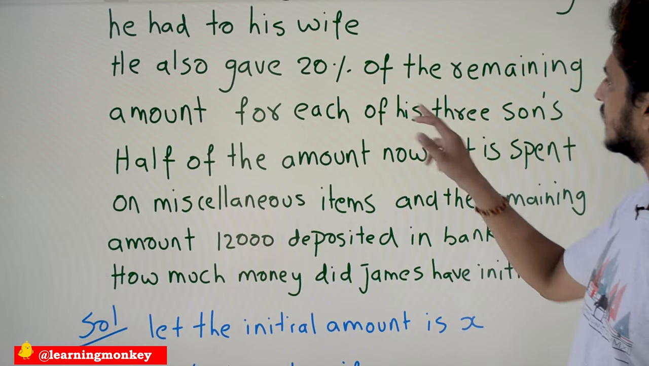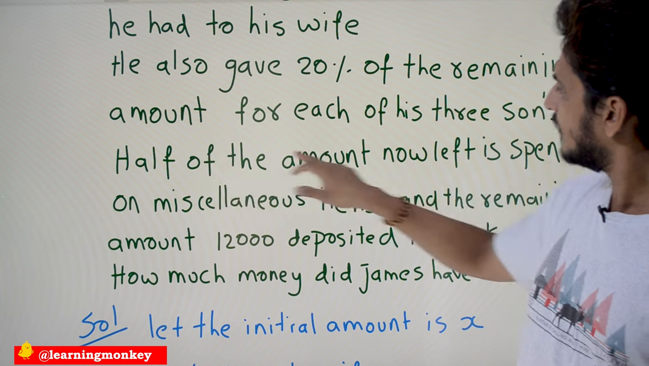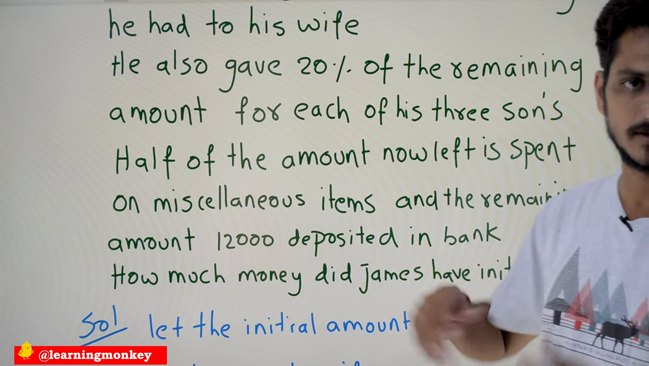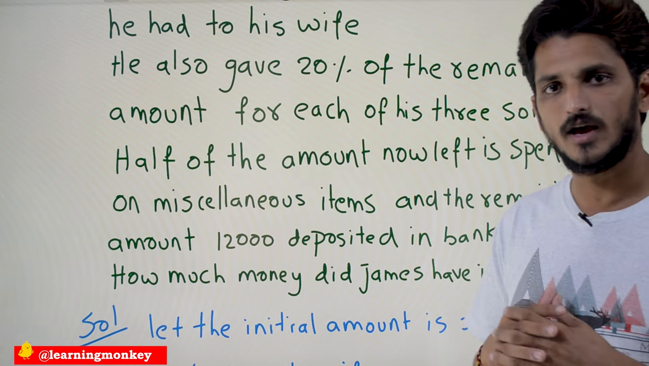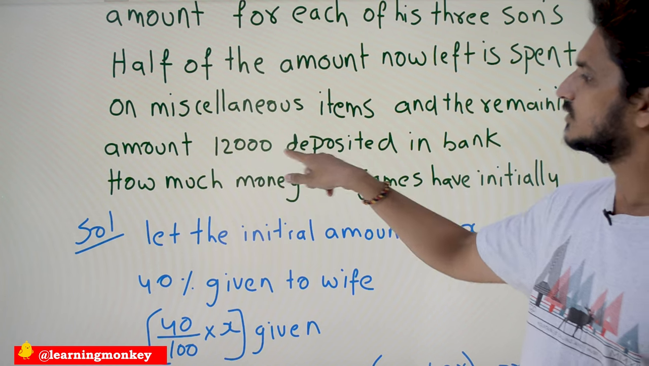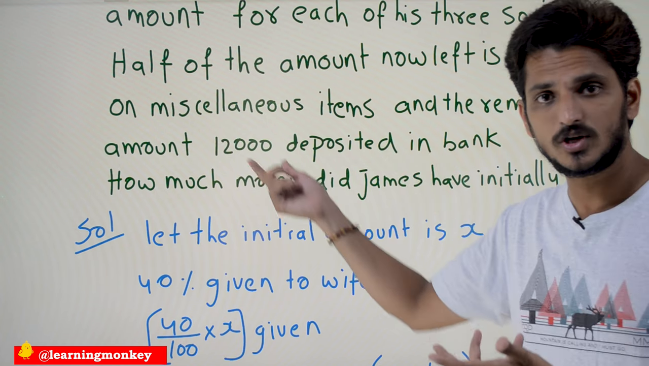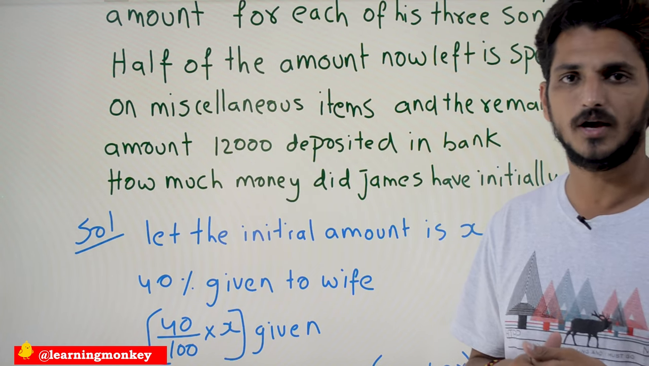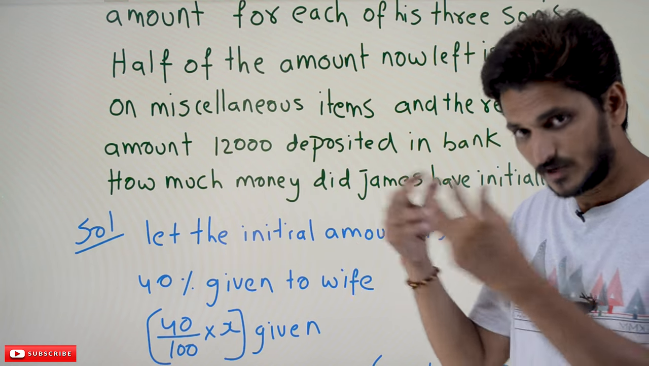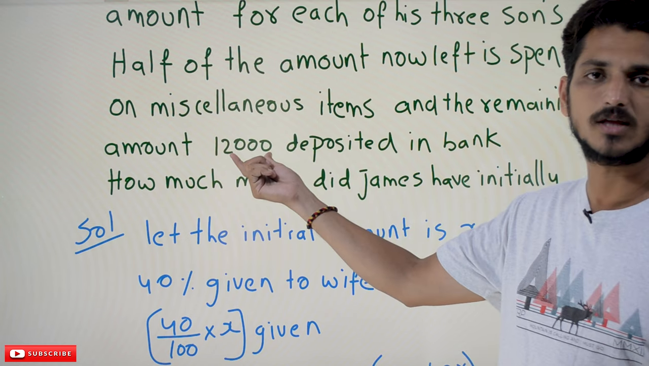After giving 20% of the remaining amount to each of his sons, half of the amount now left is spent on miscellaneous activities, and the remaining 12,000 is deposited in the bank. So half is spent on miscellaneous activities and the remaining half is deposited. We have to go step by step. How much is given to the wife? What's the remaining amount? How much is given to the sons? What's the remaining amount? Half of it is going to be 12,000.